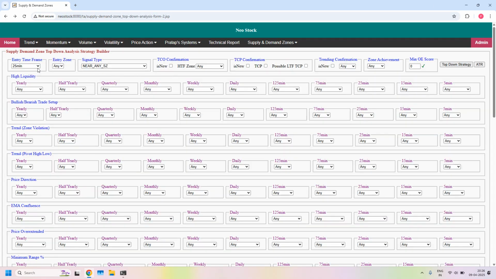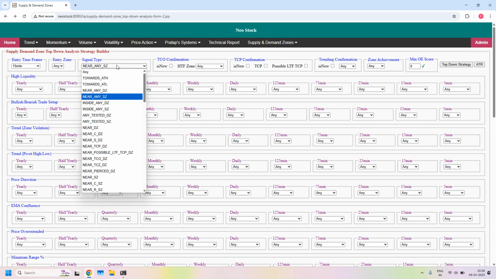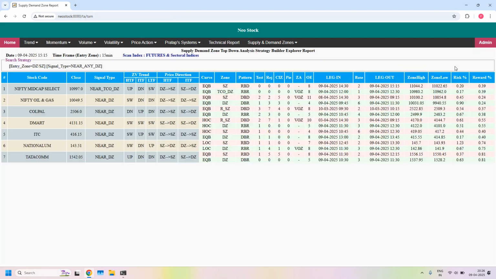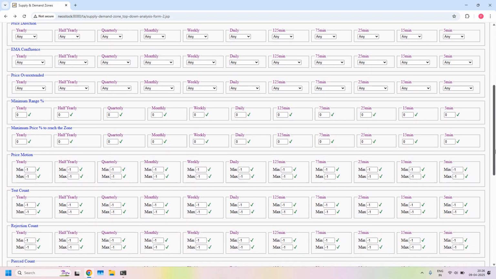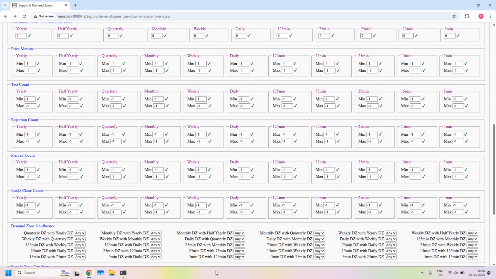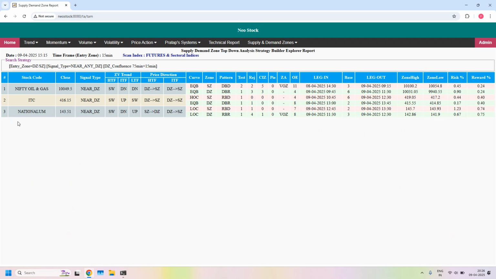Next time frame is 15 minutes. Stocks near 15 minutes demand zone. We got 7 stocks. Let us identify the zone confluence, that is 15 minutes and 75 minutes demand zone confluence, because entry time frame is 15 minutes, right? So we got 3 stocks. That means these 15 minutes demand zones are overlapped with 75 minutes demand zones.